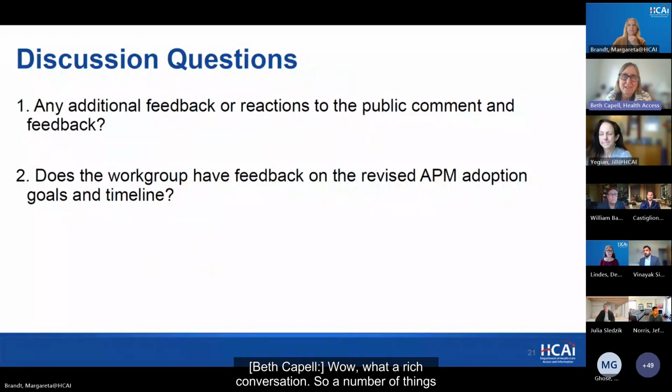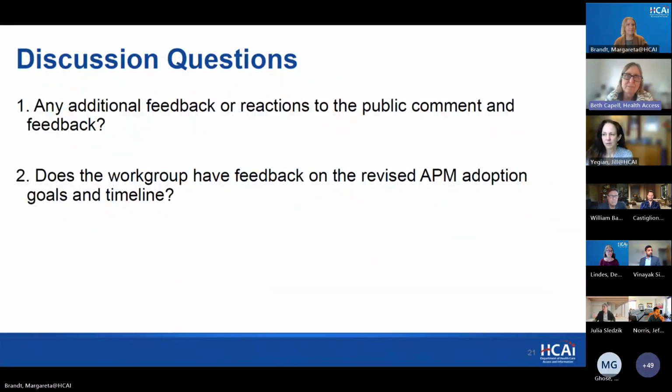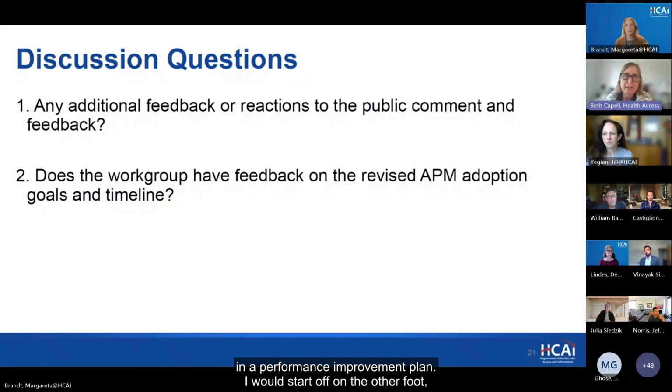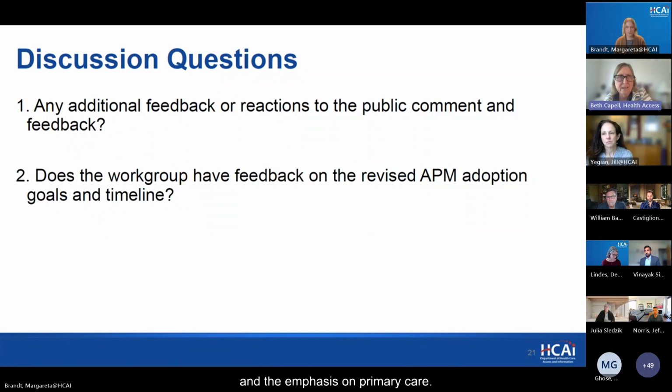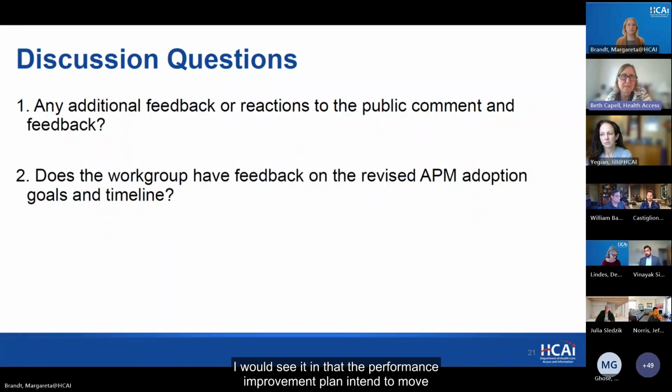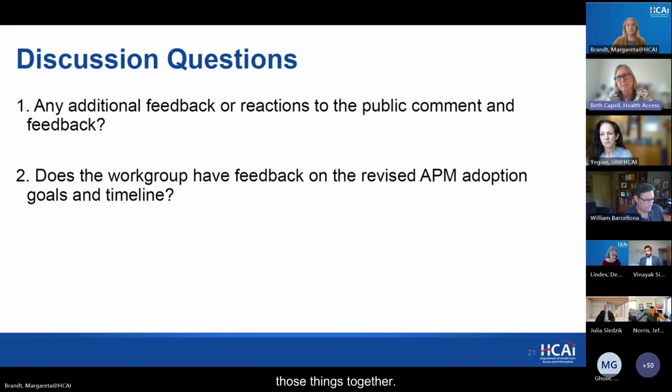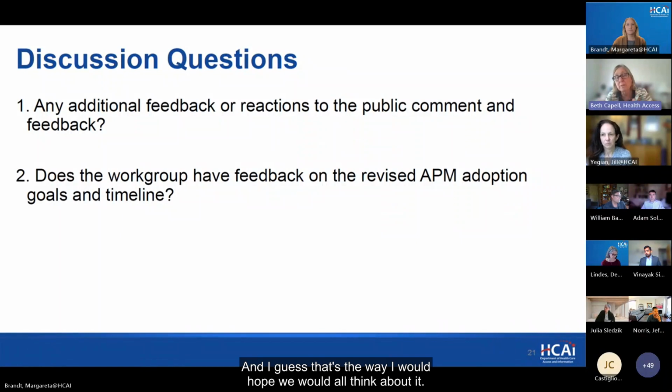Wow, what a rich conversation. So a number of things. I would think about the inclusion of the alternative payment model and probably primary care in a performance improvement plan. I would start off on the other foot, which is the research we're seeing, and part of the thinking behind OHCA, that it is more possible to meet the spending growth target if we are at the same time moving towards the adoption of alternative payment models and the emphasis on primary care. And I think that's actually a shared understanding. So rather than seeing it as enforcement, I would see it in that the performance improvement plan intends to move those things together. And I guess that's the way I would hope we would all think about it.